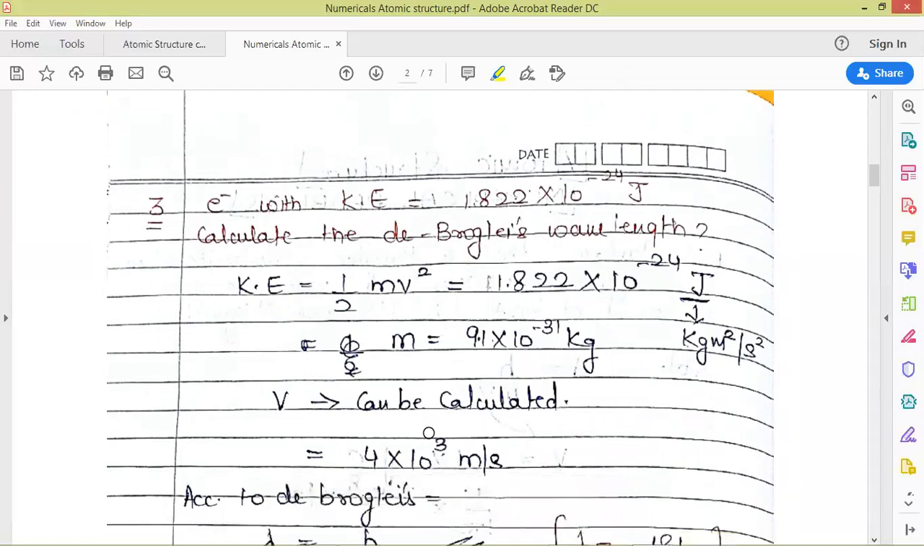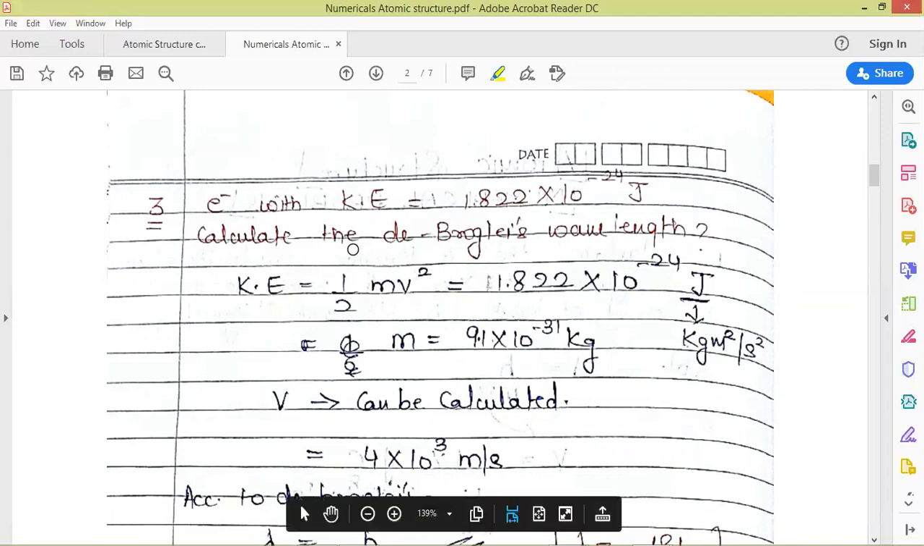The third question is: electron with kinetic energy. Kinetic energy of the electron is given. The value of kinetic energy is 1.822 into 10 raised to power minus 24 joules, and we'll have to calculate the de Broglie wavelength. From the value of kinetic energy, as we know, the formula is half mv square.